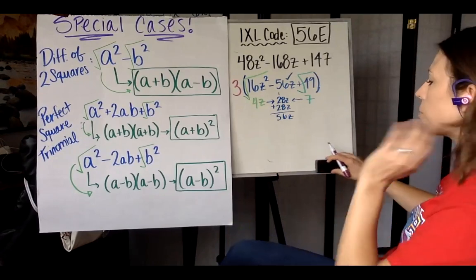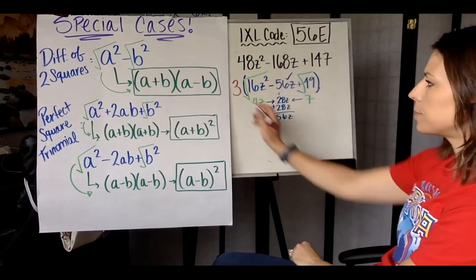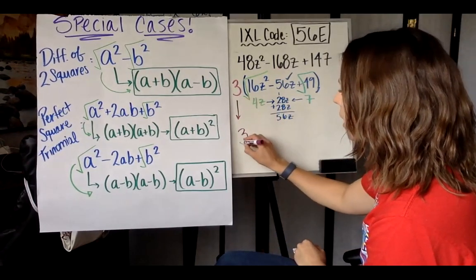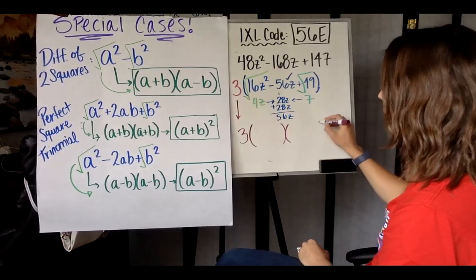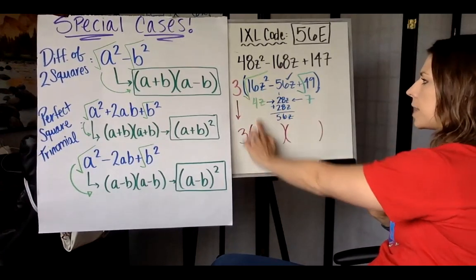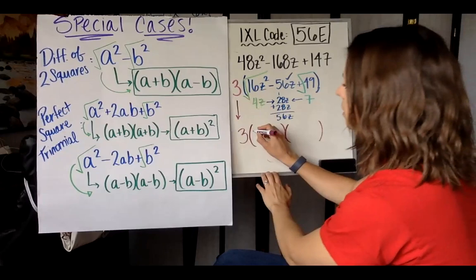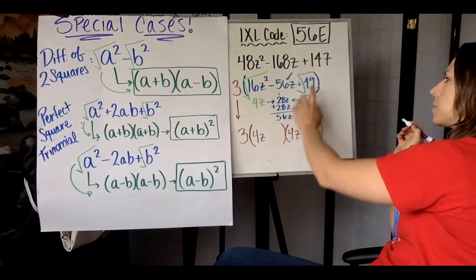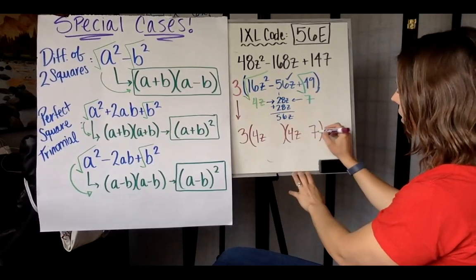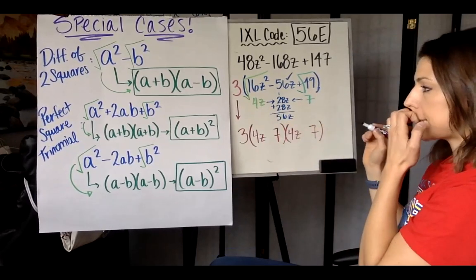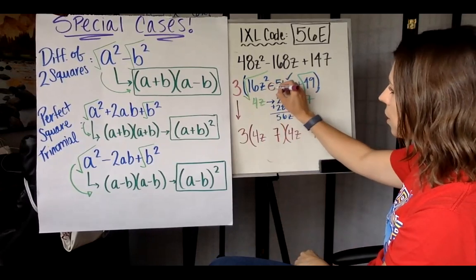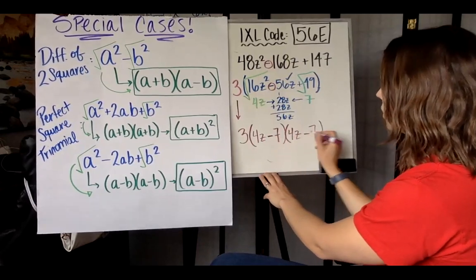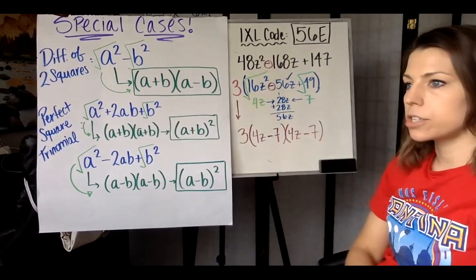Okay, so now here's the cool part. We get to factor it in 2 steps. Remember that 3 does not go away. So bring the 3 down. It's still part of that product. Then open up your 2 binomials. All right, first term is the square root of the first term, 4z. 4z, 4z. Second term is the square root of the last term, 7 and 7. How do we determine if it's adding or subtracting? Look at the middle term. Is the middle term positive or negative? It is indeed negative. That means our answer must be subtraction.